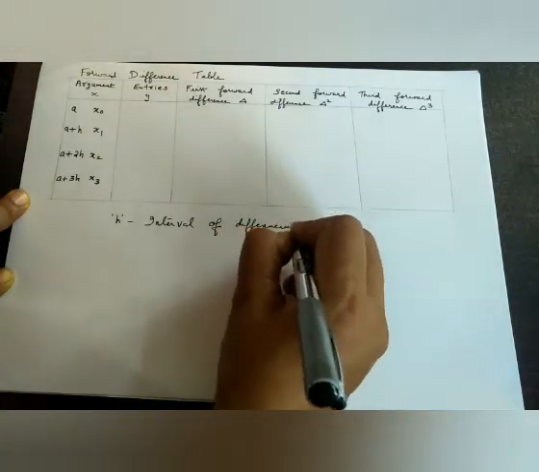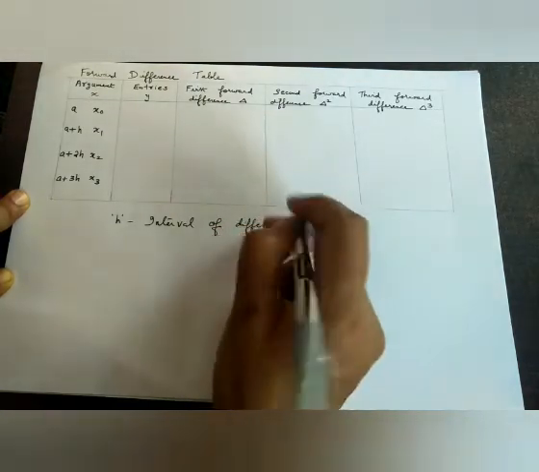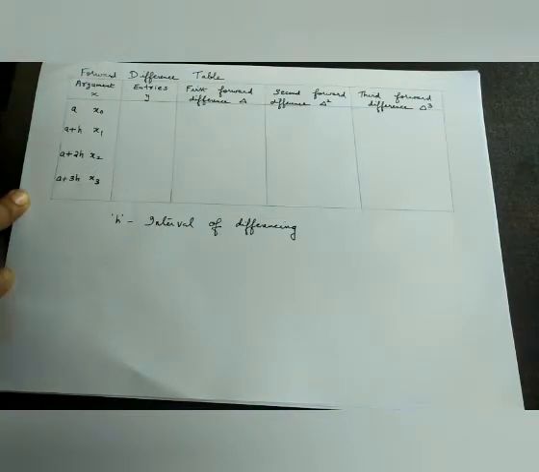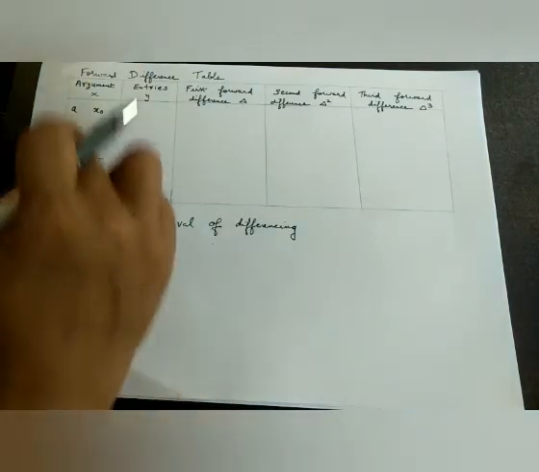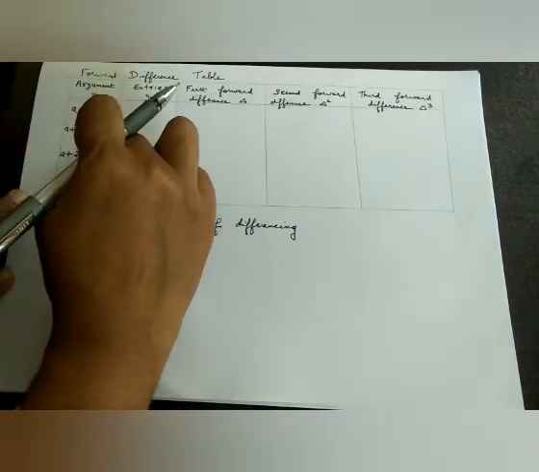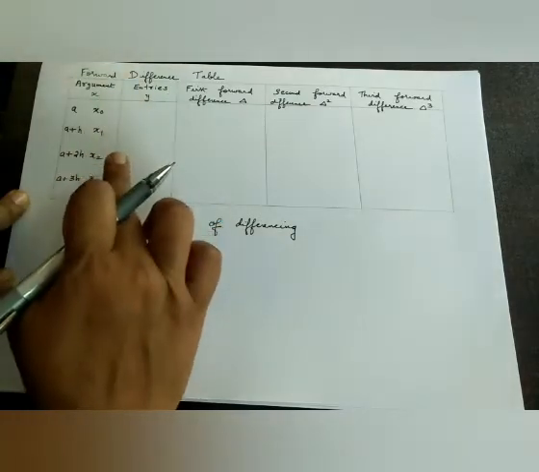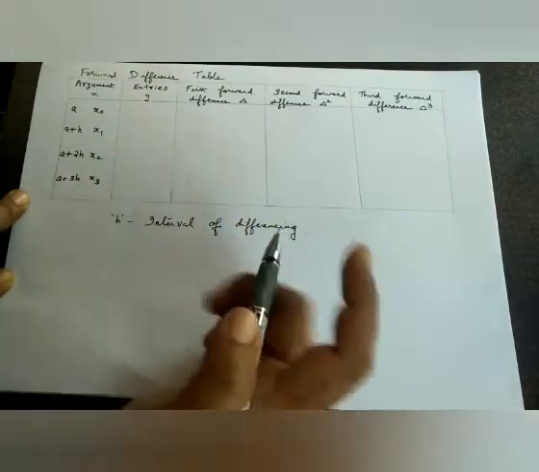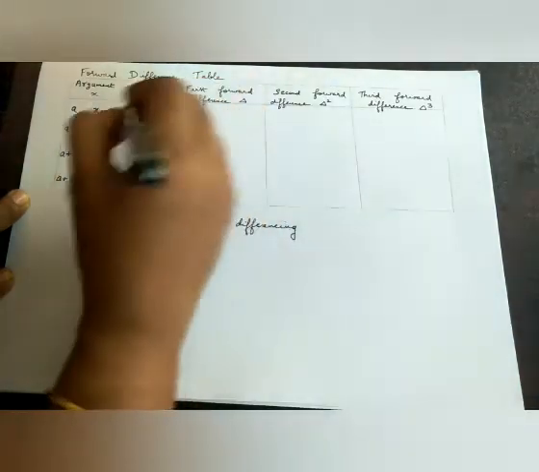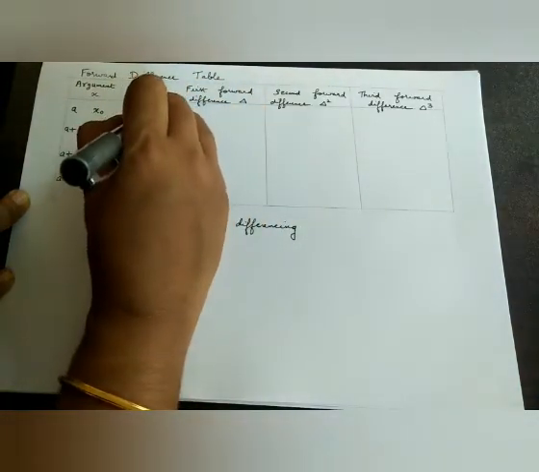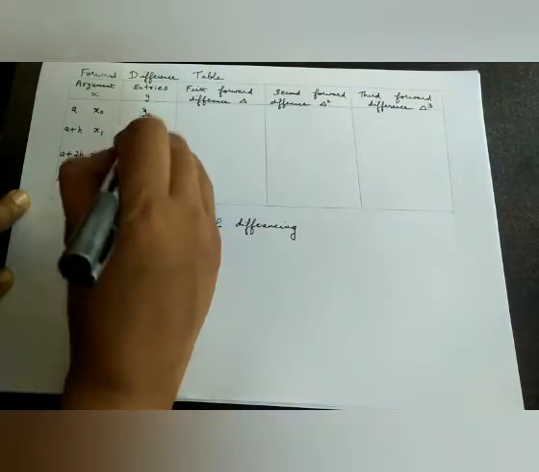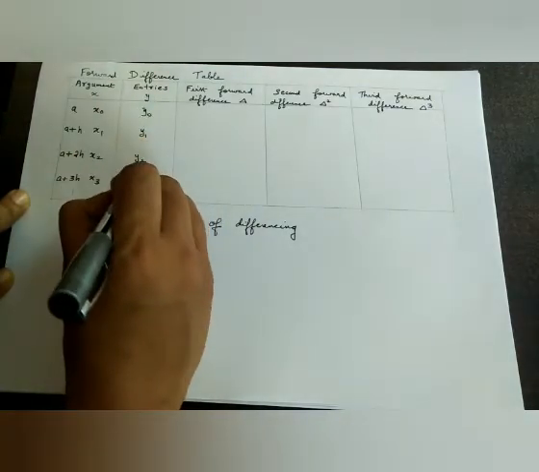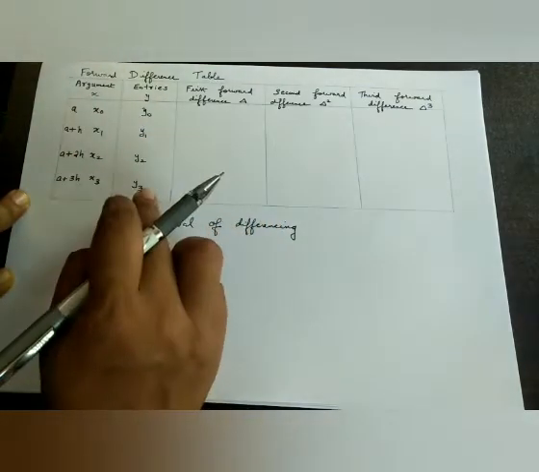The difference between two consecutive values of x is denoted by h. So the values are a, then a plus h, then a plus 2h, then a plus 3h. Now the corresponding y entries can be denoted as y0, y1, y2 and y3. I am taking up to y3 only.